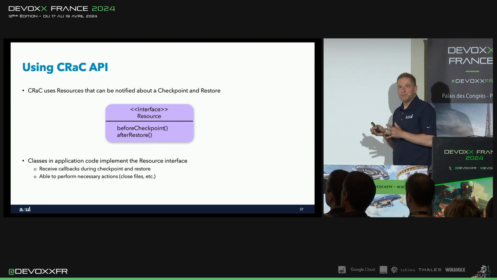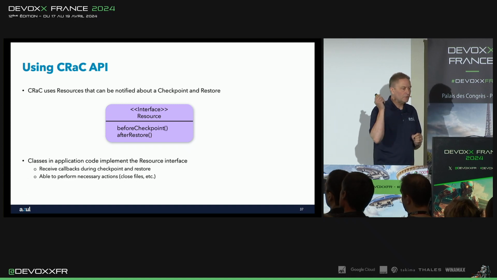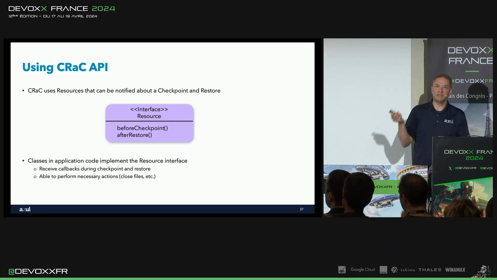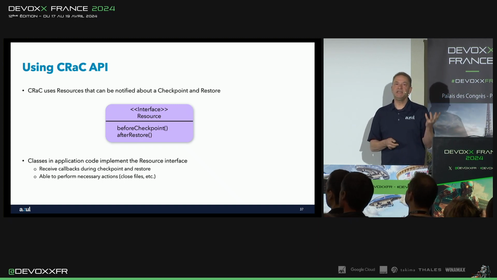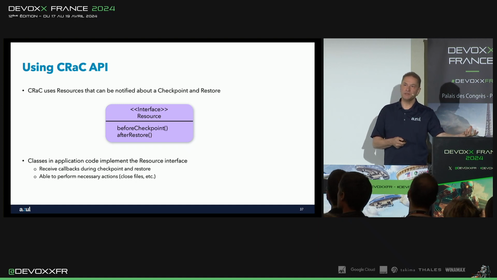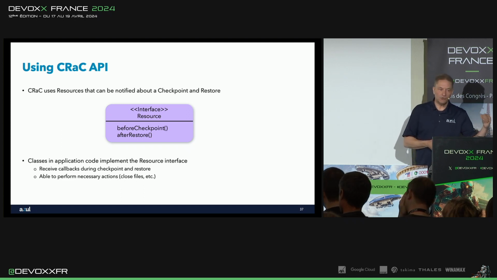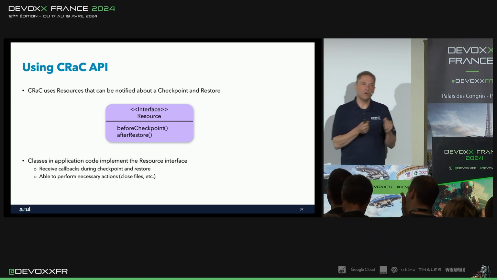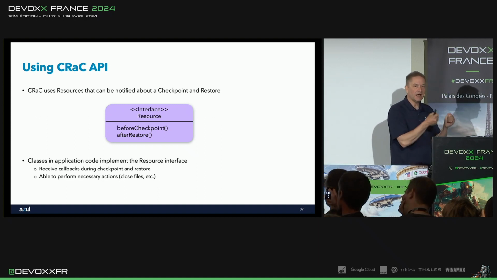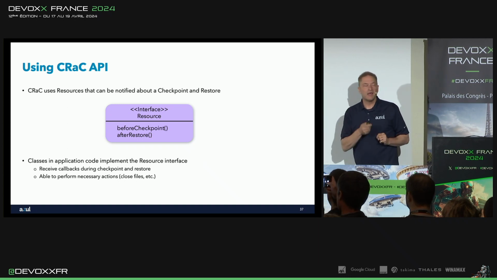The way that this works is very simple. What we do is we've created a very simple API, and the crux of that is a resource interface. You look at your code and you think, right, I've got classes which need to be aware that a checkpoint is being made. So they are the ones that have open files or database connections. You implement the resource interface, and it's got two very catchily named methods that you implement. One is called beforeCheckpoint, and one is called afterRestore. It should be fairly obvious what those methods do.